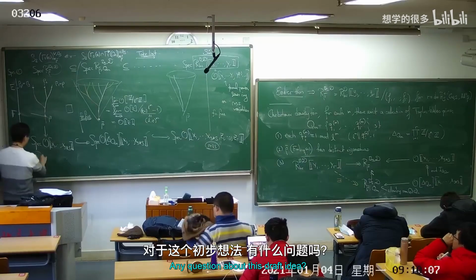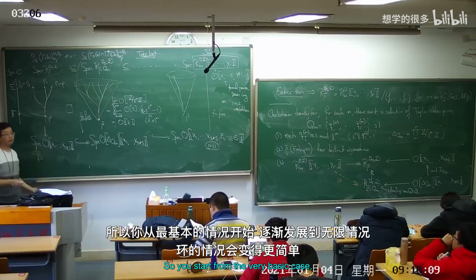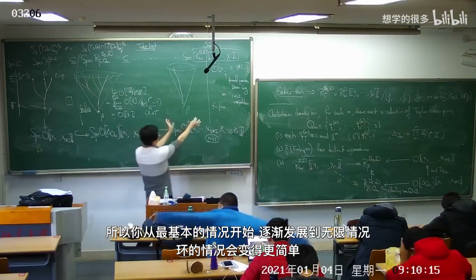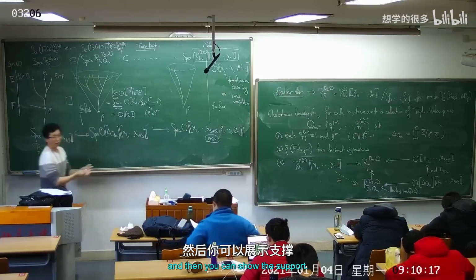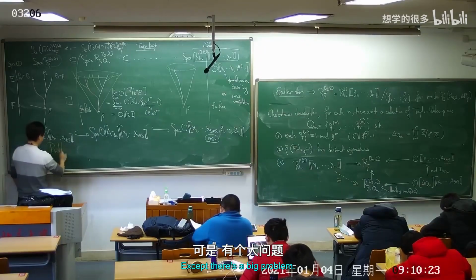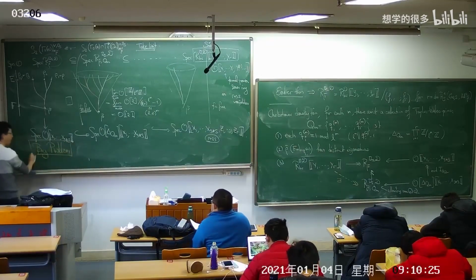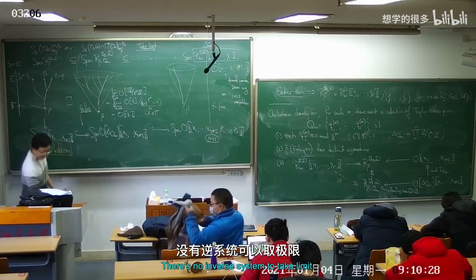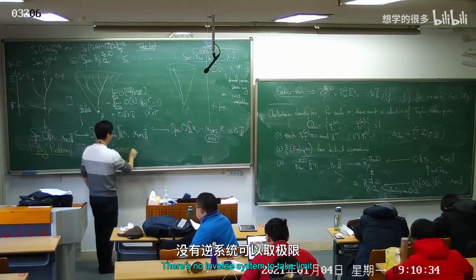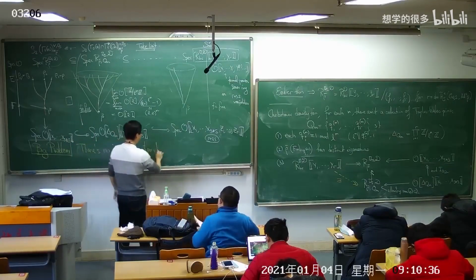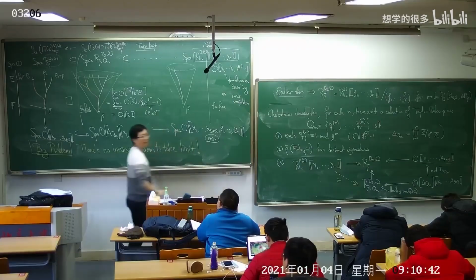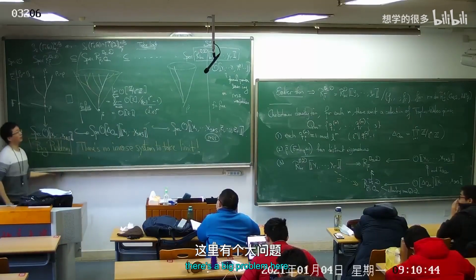Any questions about this rough idea? You start from the very basic case, and you grow to the infinite case. The ring becomes easier, and then you can show the full support. Except there's a big problem: there's no inverse system to take the limit.